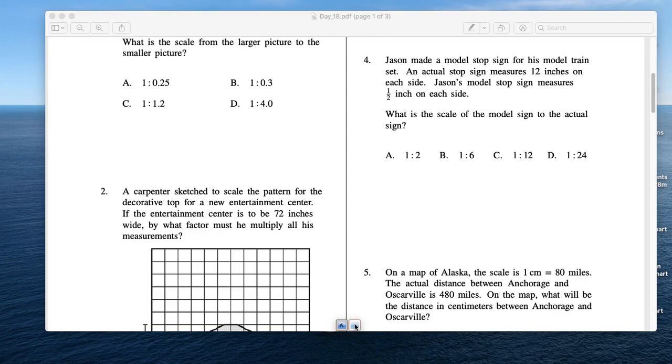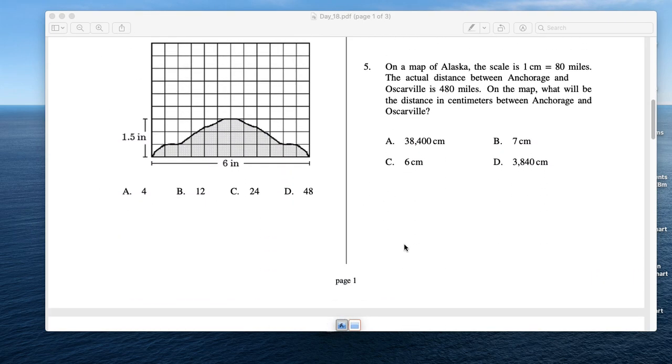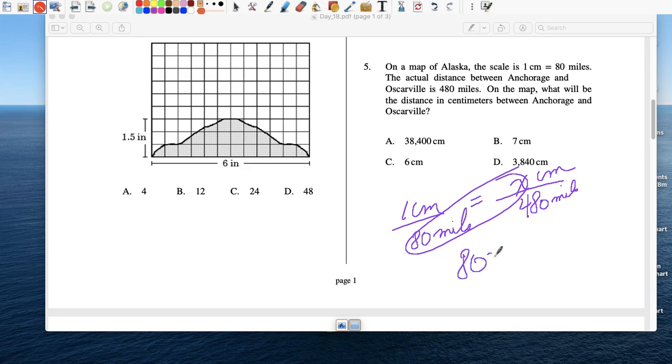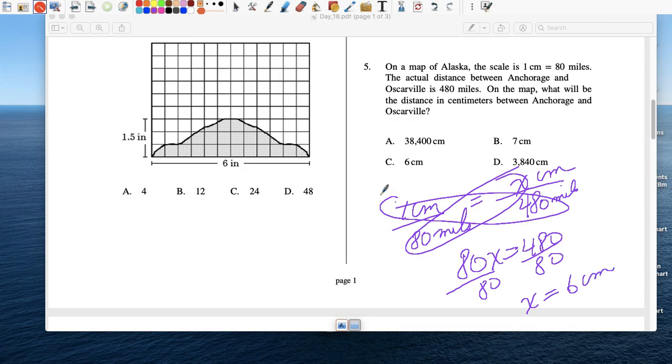5. On the map, we can set up a proportion. 1 centimeter is 80 miles. The actual distance between the two cities is 480 miles. What is it on the map? How many x centimeters? Cross multiply. Well, this one's easy. 80x equals 480. Divide both sides by 80. And x equals 6 centimeters. 5 is C. Okay.